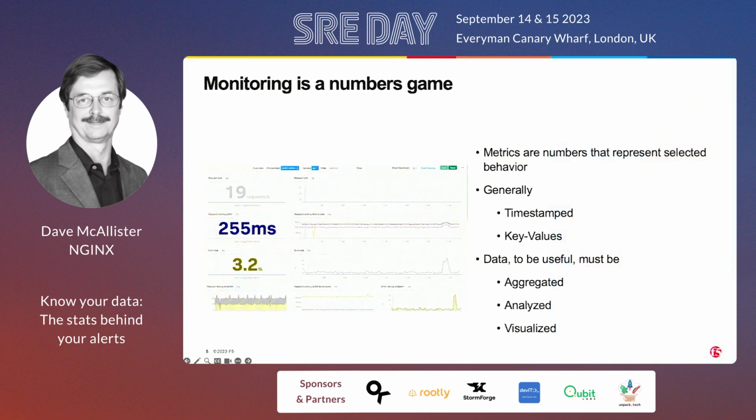So monitoring is a numbers game. And our numbers generally are time-stamped and they're key value pairs. So these are the metrics rules. Metrics are what the value is and what the value means. But for data to be useful, we need to be able to aggregate it, we need to be able to analyze it, and generally speaking, we need to be able to visualize it. Those three things lead us into dealing with the statistics side of the house.